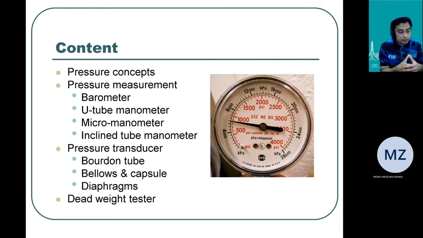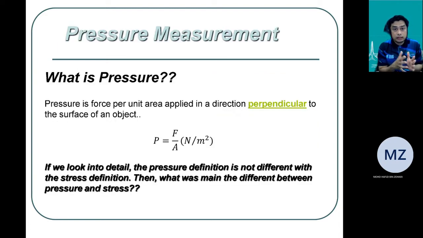We have the pressure concept and pressure measurement. We have four kinds of pressure measurement, and then we will look at the details of the pressure transducer, where I have a lot of pressure transducers actually. And then the last one, we're going to look at the dead weight tester, which is the calibration method of a pressure transducer.